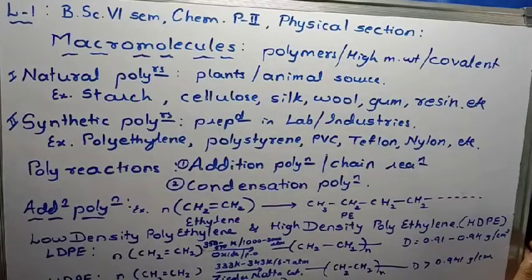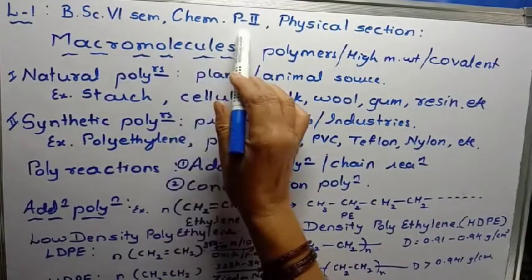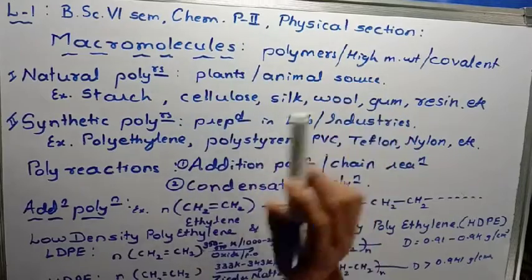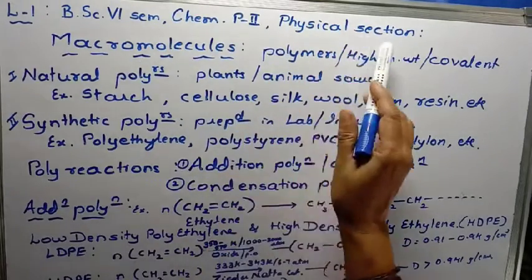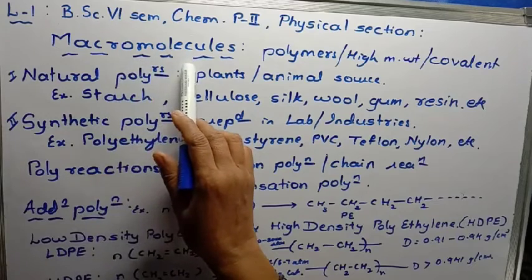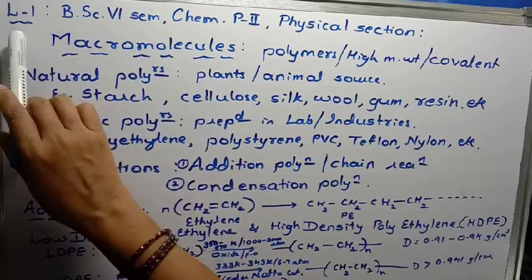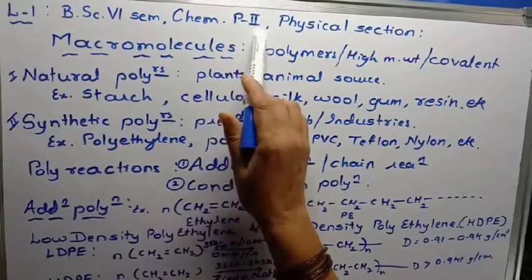Dear students, good morning. Today we'll start paper 2, that means chemistry paper 2 under the physical section. Under the physical section, the first topic is macromolecular chemistry, or macromolecules. This is lecture 1 under paper 2.